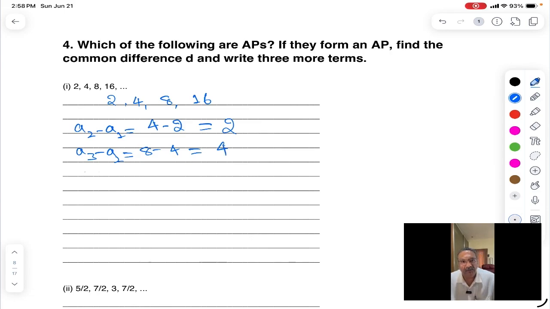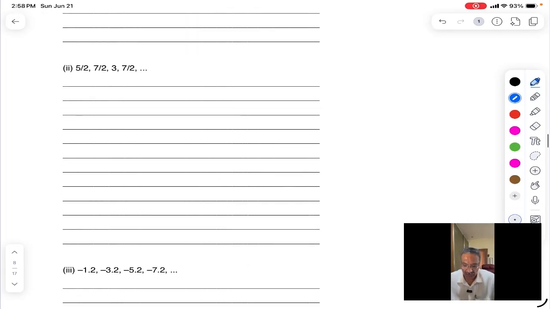Here itself we know that the two are not the same. Since a3 minus a2 is not equal to a2 minus a1, this sequence is not an arithmetic progression. Since the common difference is different, this is not an arithmetic progression.